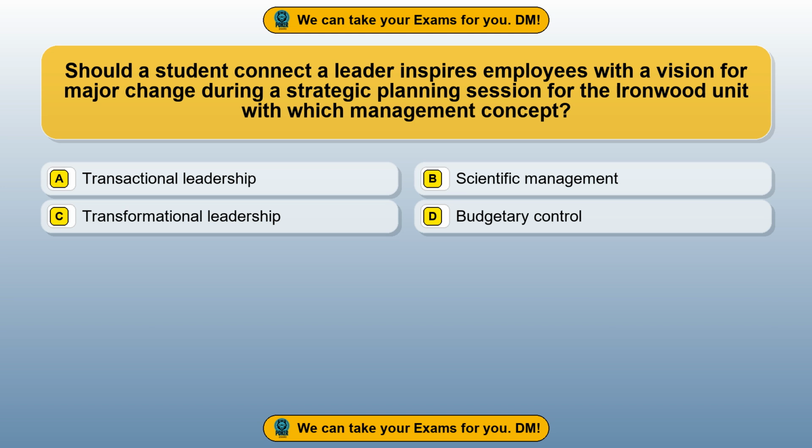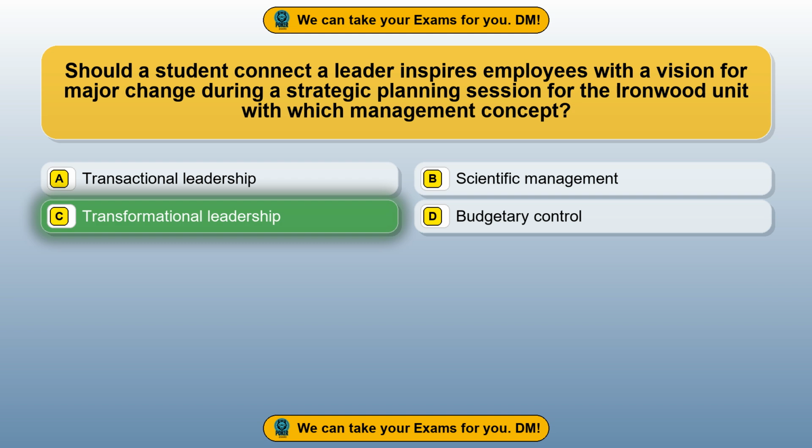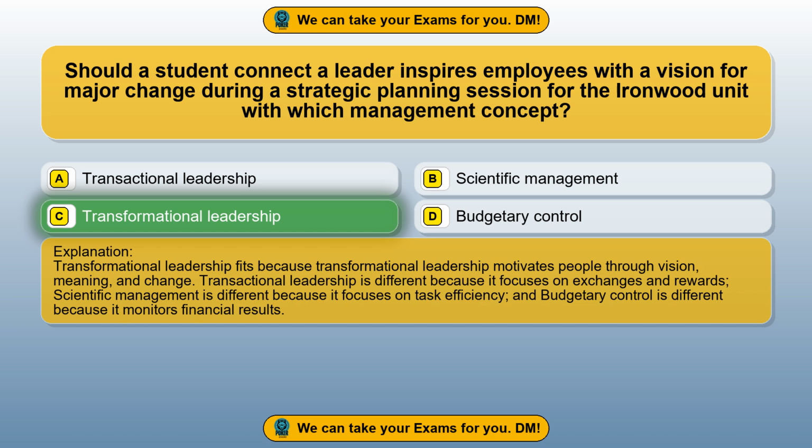Option A, transactional leadership. Option B, scientific management. Option C, transformational leadership. Option D, budgetary control. The correct answer is option C, transformational leadership. Transformational leadership fits because transformational leadership motivates people through vision, meaning, and change.